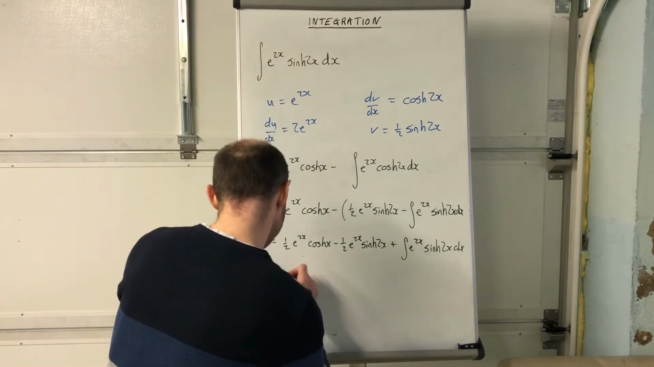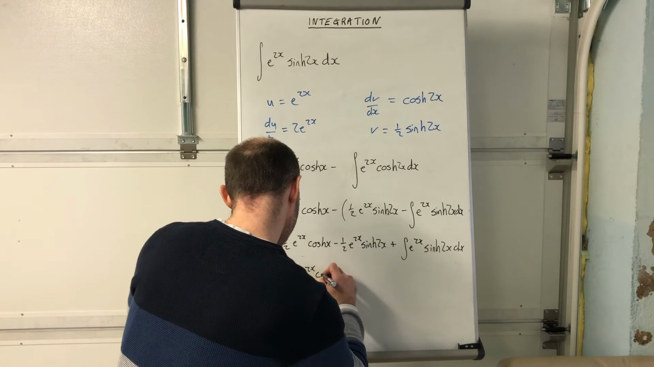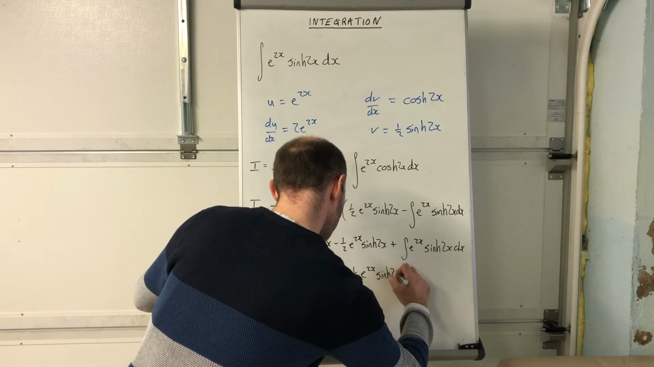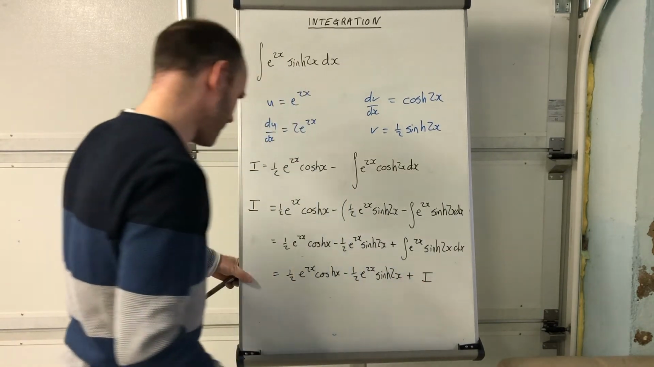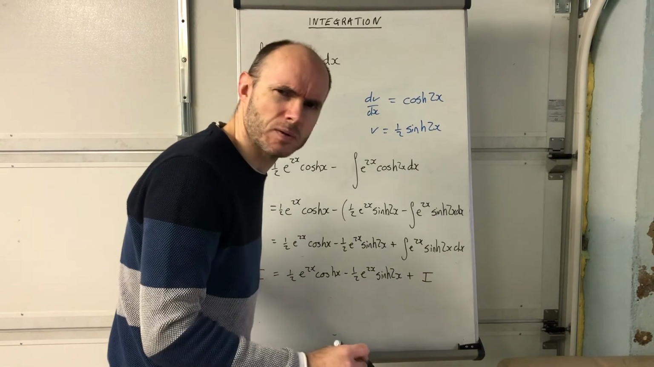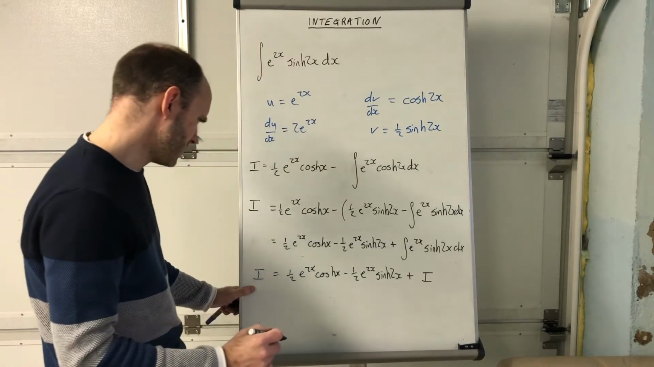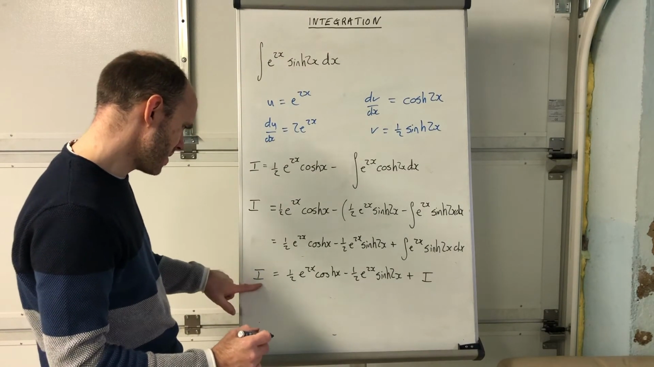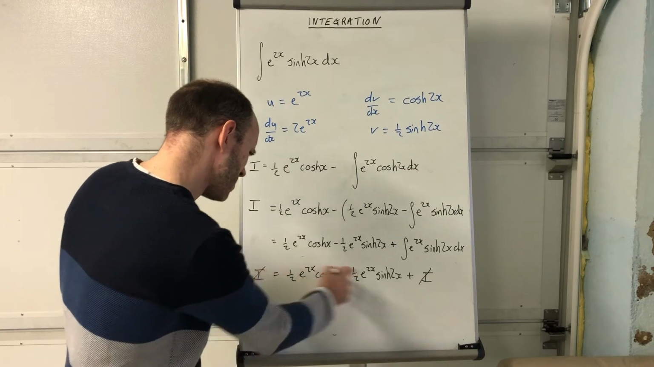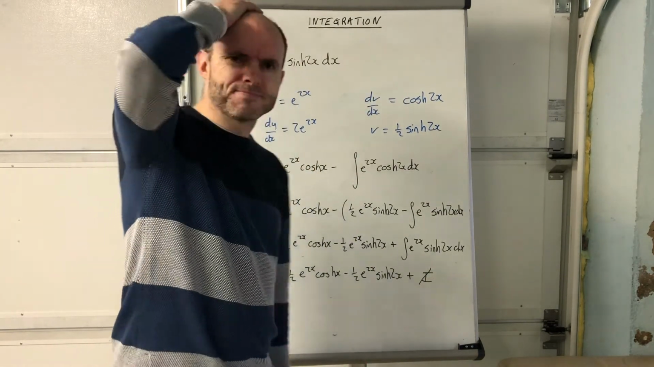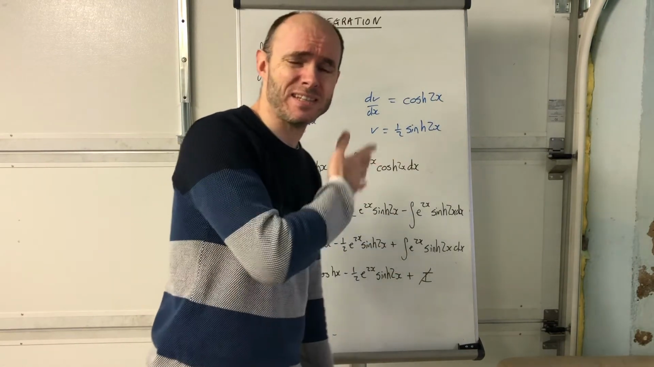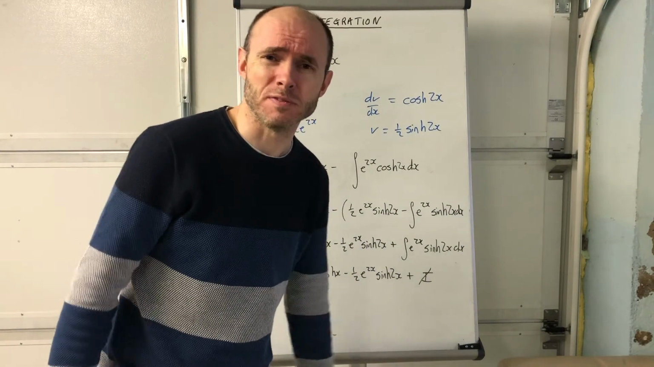So that's the same as 1/2 e to the 2x cosh x minus a half e to the 2x sinh 2x plus I. And then what are we going to do? Oh, I is equal to this. Oh dear, that doesn't look quite right, does it? So what we're essentially saying is that these are going to cancel, and you're going to have 0 is equal to that. Hence that's why it breaks down. But I thought you might like to actually see that process for yourself, to understand that.